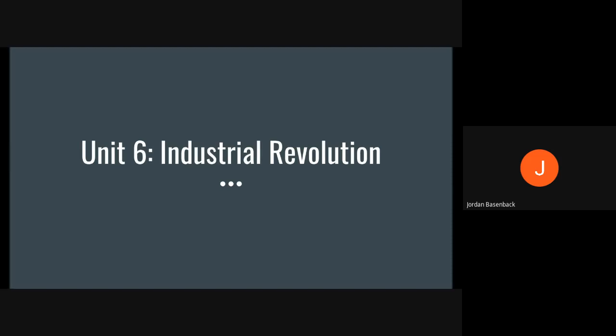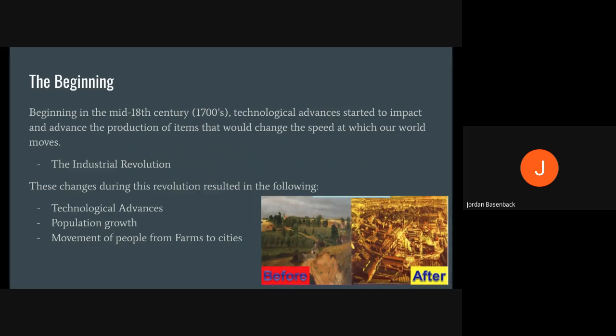Hey everyone, so today we are going to start off our next unit by talking about one of the most important events in the history of the world, and that is the Industrial Revolution. To this point, we've talked about a lot of important events, but none that have so rapidly changed how we live our lives than the Industrial Revolution.